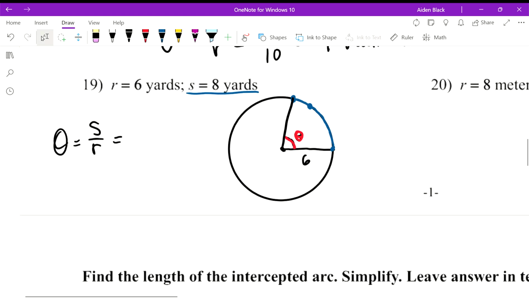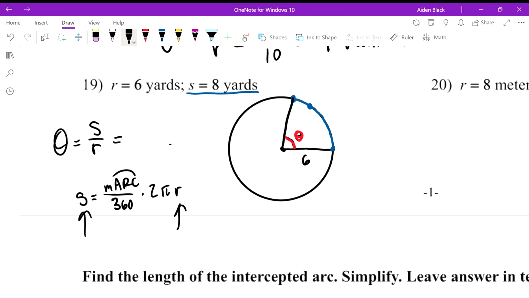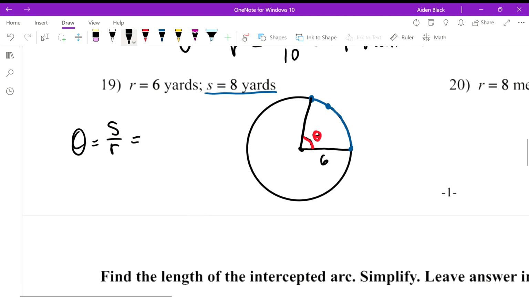If you were to do this with degree measure, you'd have to use this formula, measure of the arc divided by 360 times 2 pi r, plug in the values you have, s and r, and then solve for the measure of the arc. Instead, radians make it way easier. All it is is the proportion of the arc length to the radius. So in this case, we get 8 over 6. That's s over r, right? Which reduces down to 4/3.